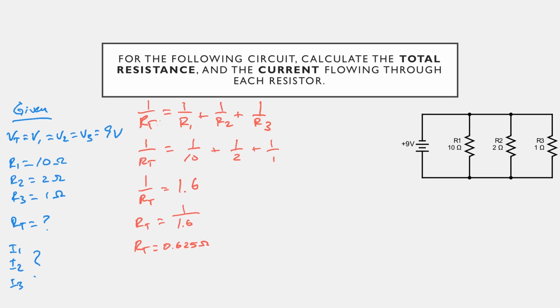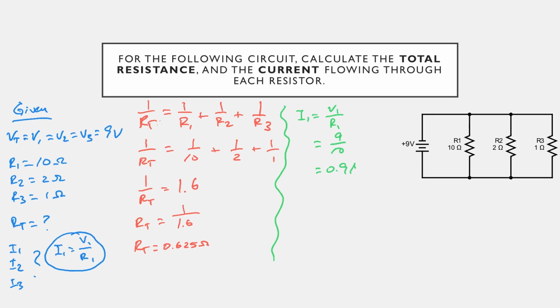That's great. The next section here asks us for the current flowing through each resistor. That's actually a lot easier than you might think it is. To find the current flowing through any given resistor, all we need to do is say the current for the first resistor is just the voltage at the first resistor divided by the resistance of the first resistor. This is just a modified version of Ohm's law. So I1 equals V1 over R1. And we know that V1, V2, and V3 are all the same. So that's 9 over 10. That's 0.9 amps.